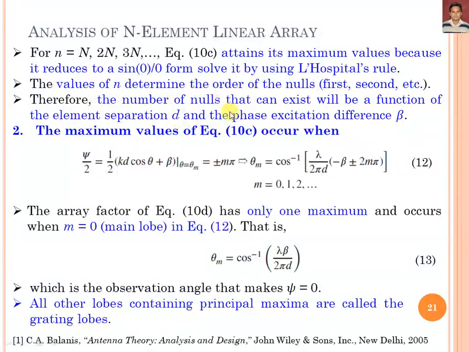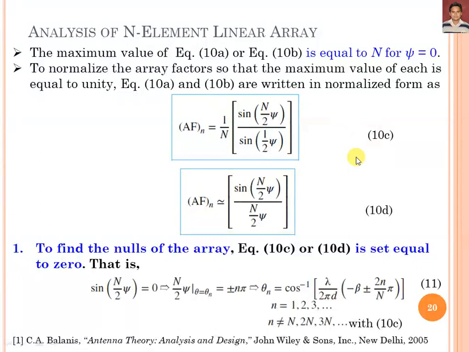Therefore the number of nulls that can exist will be a function of the separation distance d and the phase excitation difference beta, as we have discussed in the equation of psi. Here you can see kd cos theta plus beta. So d and beta are dependent parameters, so we can calculate the number of nulls that exist in a given array.